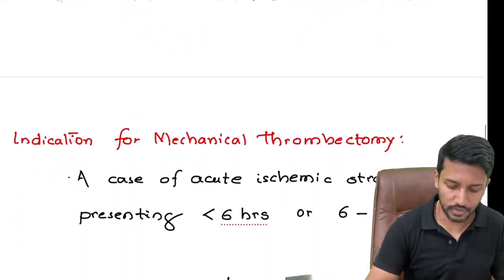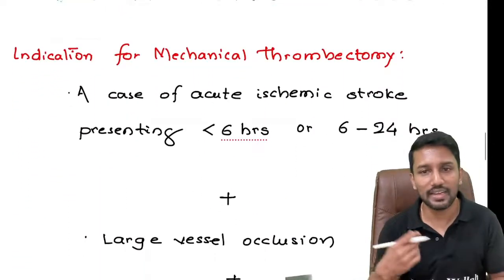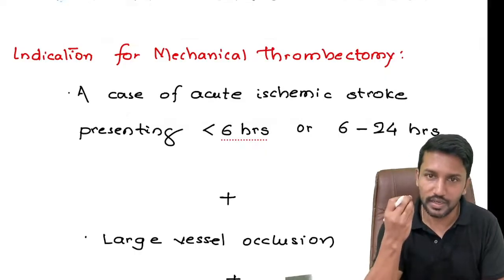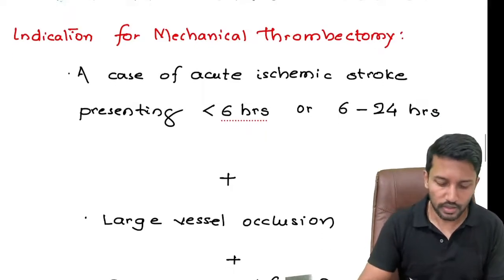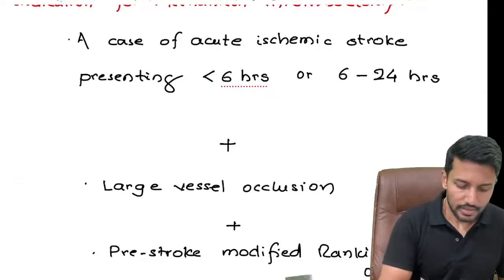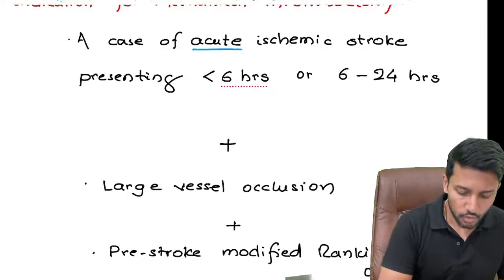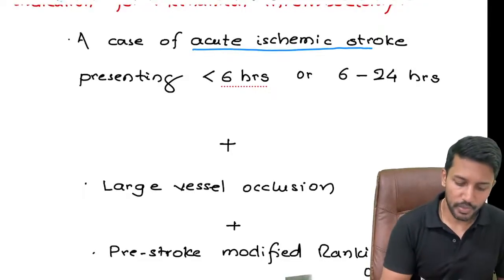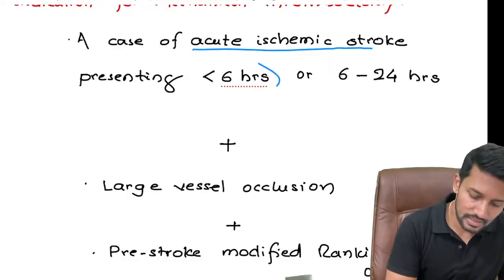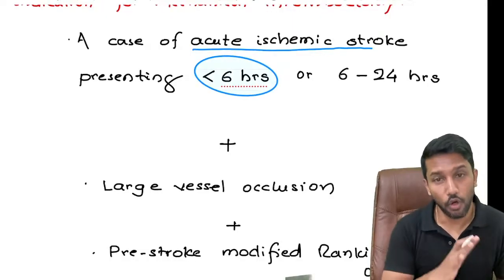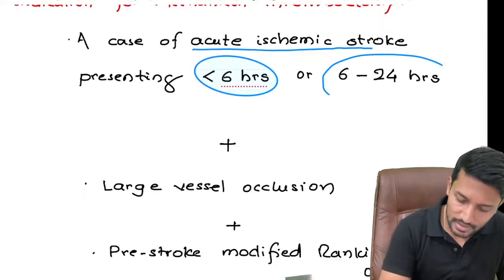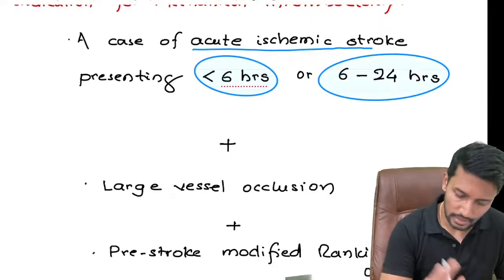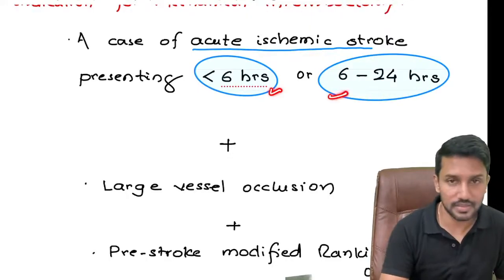This is a procedure where we mechanically put a wire into the blood vessel and retrieve the clot. So what are its indications? It is indicated for any case of acute ischemic stroke where the patient has presented within 6 hours of the onset of symptoms, or we can do it up to 6 to 24 hours. I will tell you what these differences actually stand for.